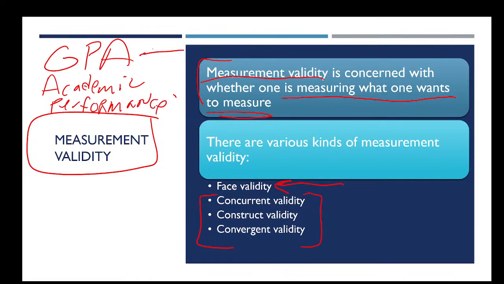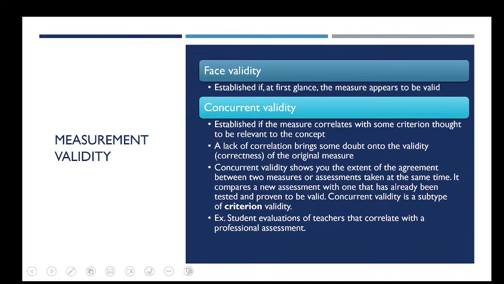GPA might not be measuring academic performance, it might be measuring something else. So you have to think, are you measuring the right thing? I'm trying to think of another concept. Anyway, let's go through them and maybe it'll make more sense. So there are various kinds of validity. Okay, face validity is the easy one.